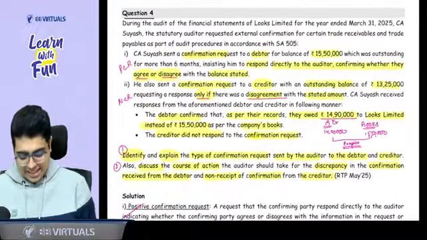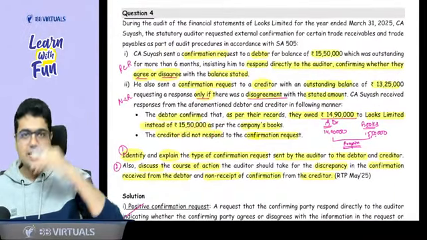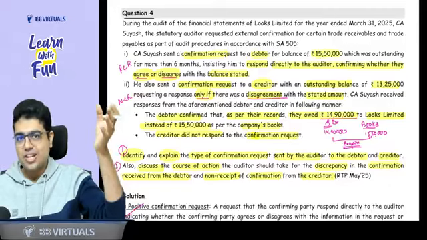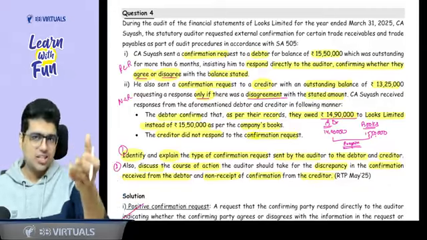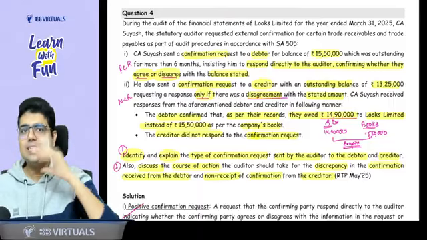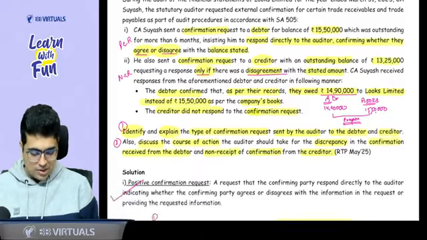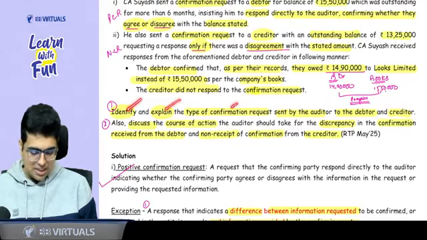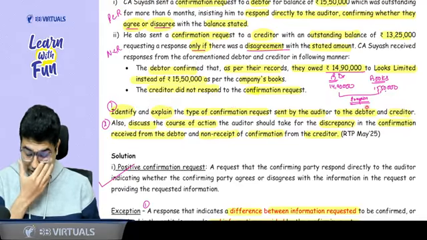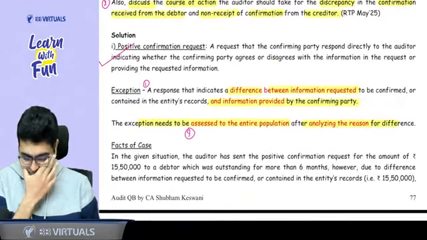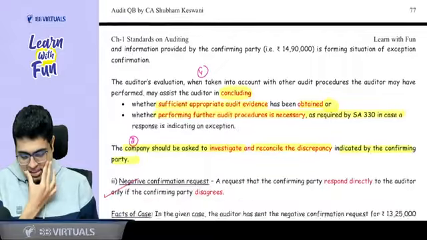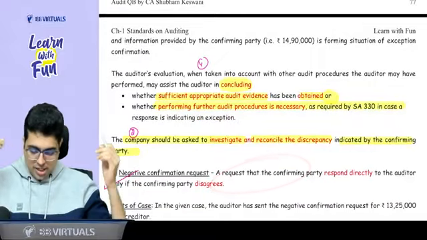Second case, creditor did not reply to the confirmation. So in case of negative confirmation request, if you don't get a reply, that is a good thing. That is a good thing. That means they agree with the information. So first point, they say identify and explain the type of request sent to the debtor and creditor. So this you already know. Define PCR, define NCR, and you are done.